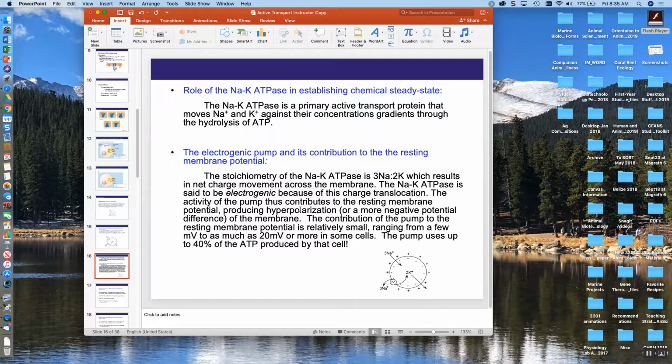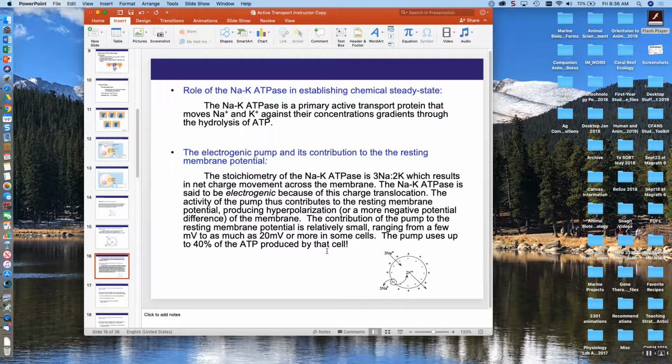Again, there is a net movement of one positive charge out of the cell with every turn of the pump, producing hyperpolarization. Now, one really interesting fact as well, this tells you how important the pump actually is. 40% of all ATP that's produced in your cell by mitochondria goes to running this pump. 40%. That's why I call this the engine of every cell.